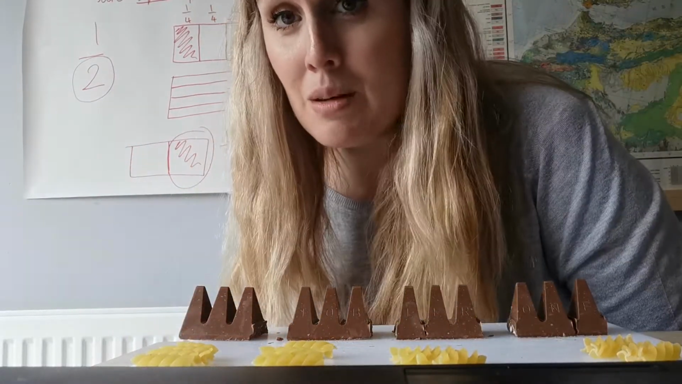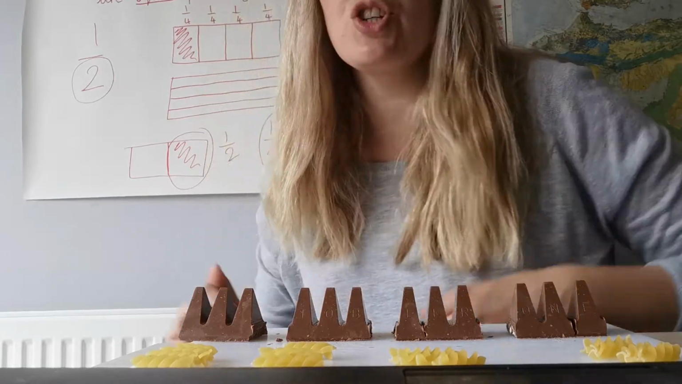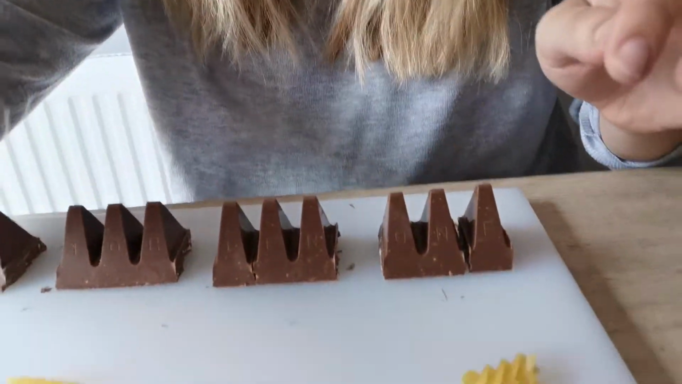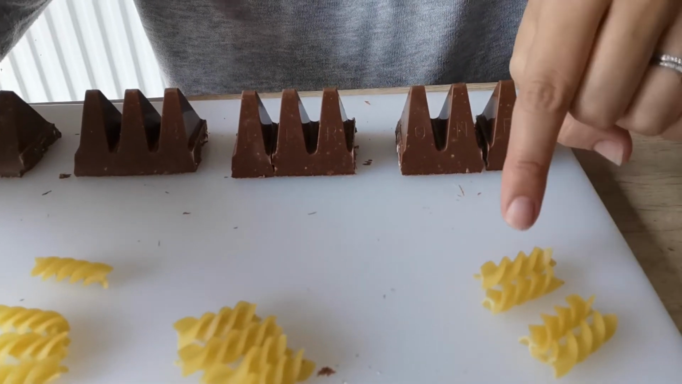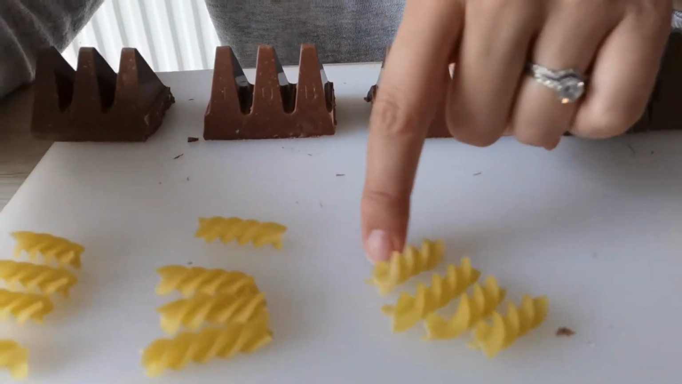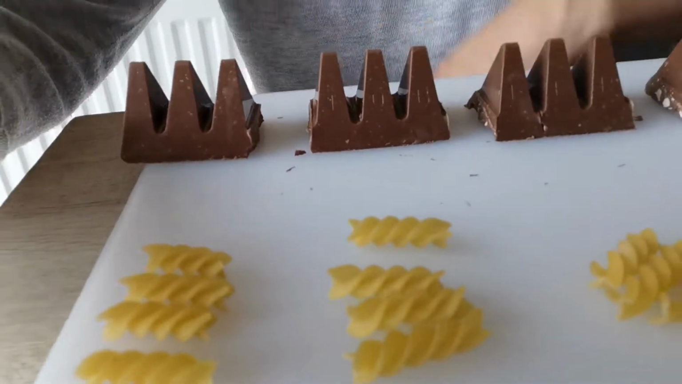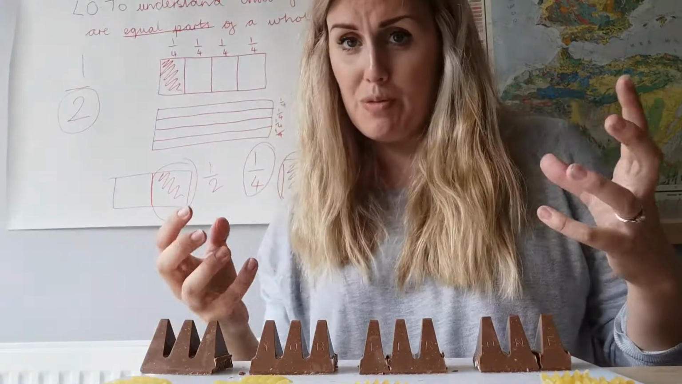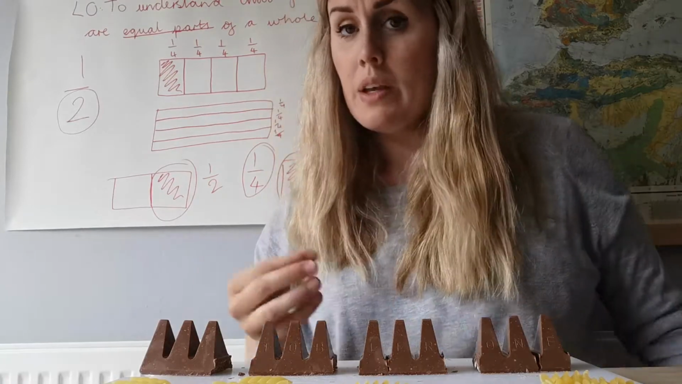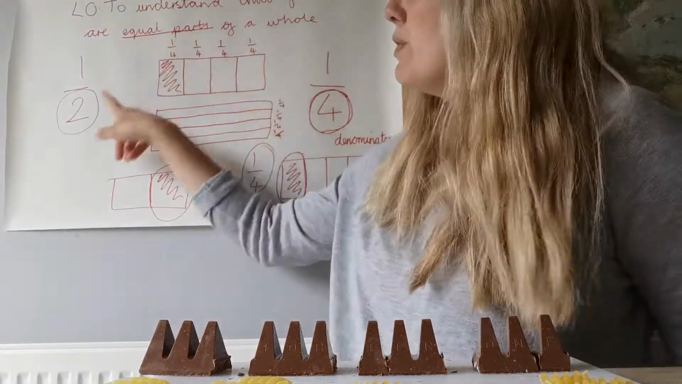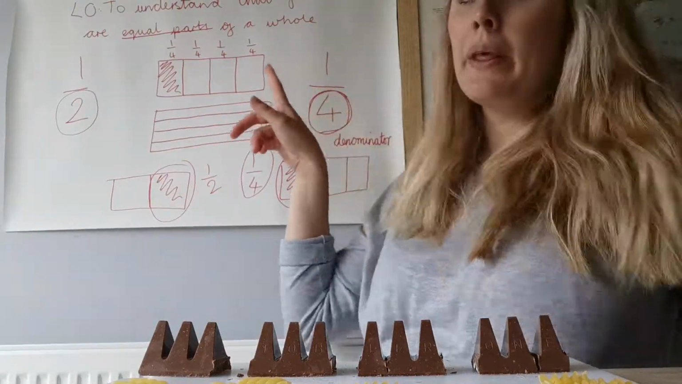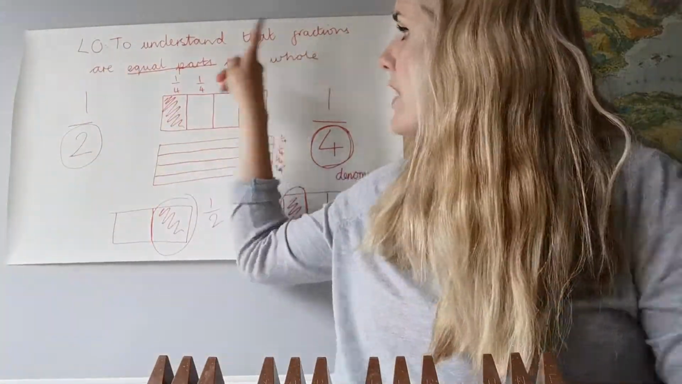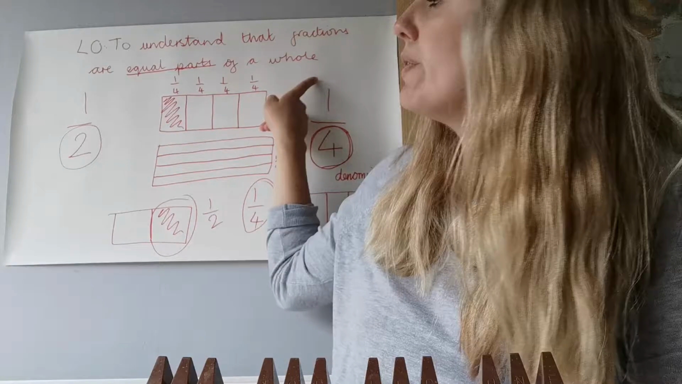So I had 16 pieces of pasta. I have shared them all out, and you can see that each of them here have got 1, 2, 3, 4, 1, 2, 3, 4, 1, 2, 3, 4, and 1, 2, 3, 4 in their group. So they are equal groups because they've all got 4. So it doesn't matter if you're finding a half or a quarter, the learning objective is still the same, to understand that fractions are equal parts of a whole.